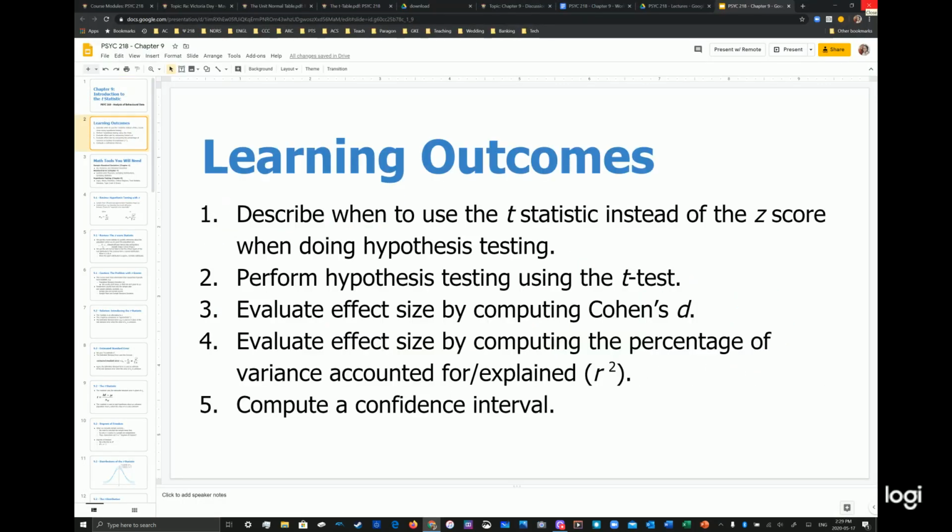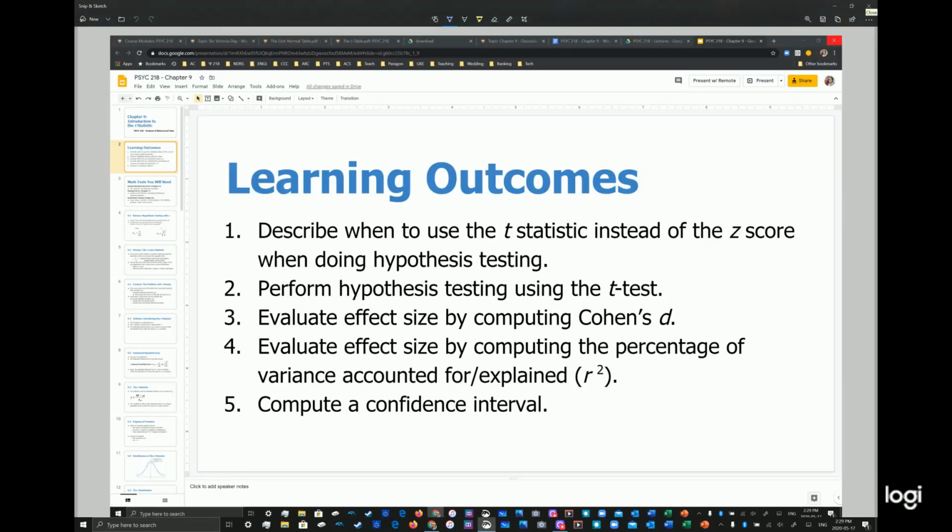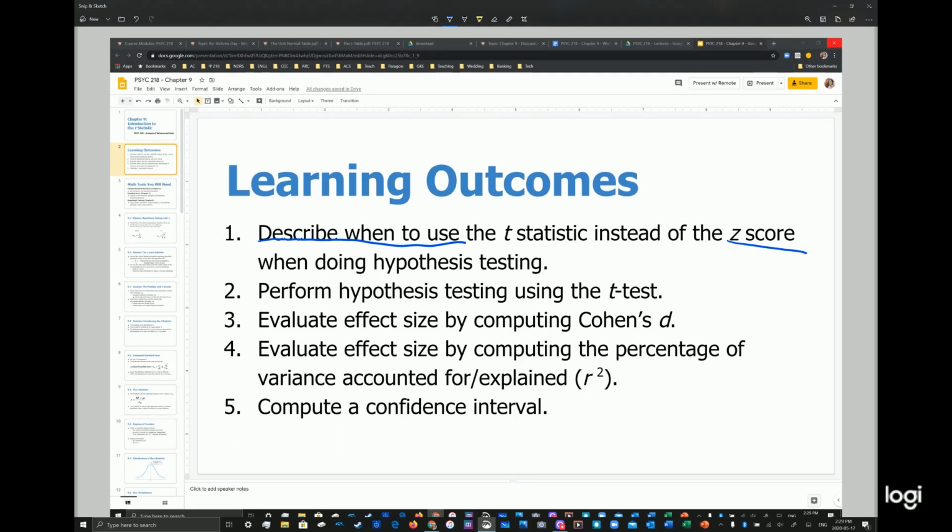There are 5 learning outcomes for this chapter, and they are: 1. We want to be able to describe how to use and when to use the t-statistic instead of z-scores when we do hypothesis testing. Again, the base assumption is we don't have the population standard deviation or even the population mean to work with. We're working entirely with sample data.